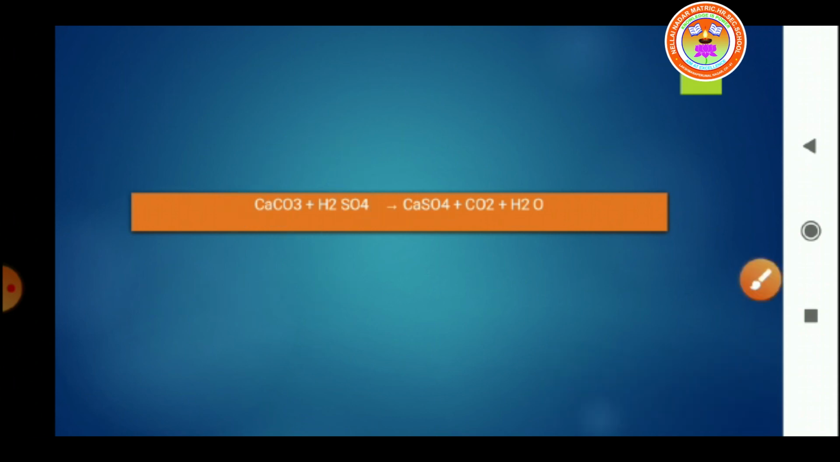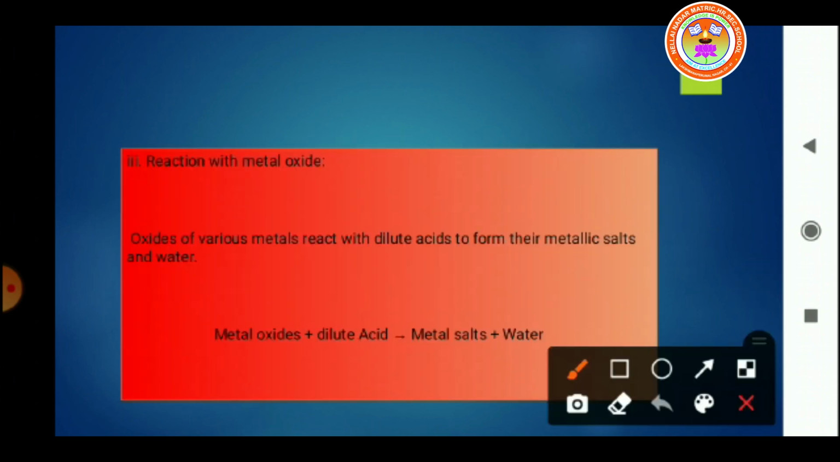Yes, see here. What is the third chemical property of acids? That is reaction with metal oxides. So oxides of various metals react with dilute acids to form metallic salt and water. Here what is the product now? Here also metal salt plus water. Okay, so how can we write? Metal oxide reacts with dilute acids to form metal salt and water.